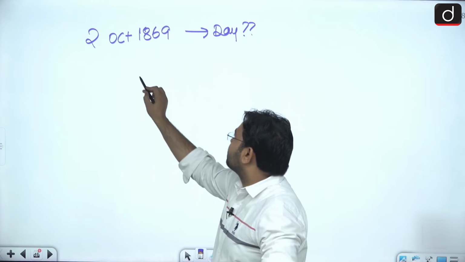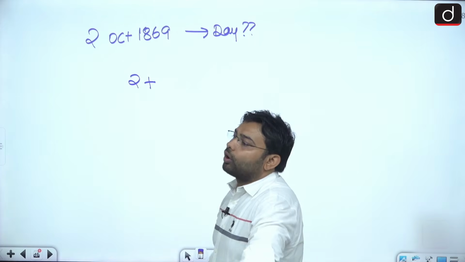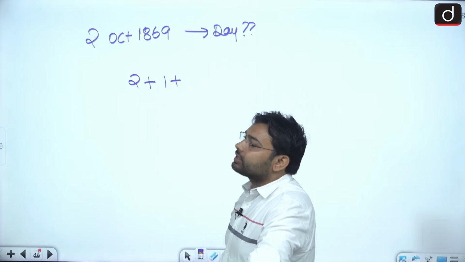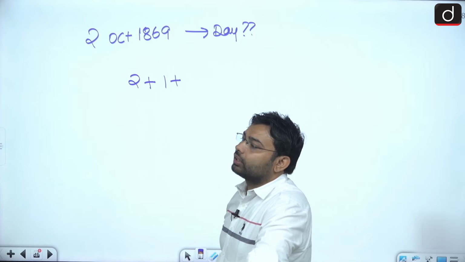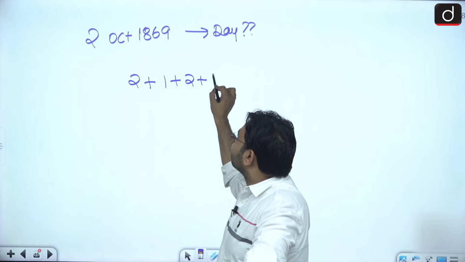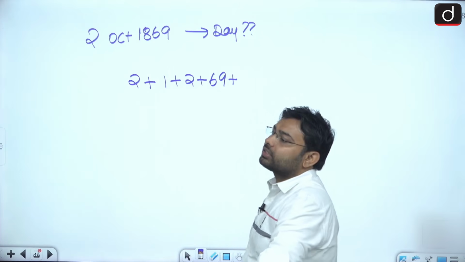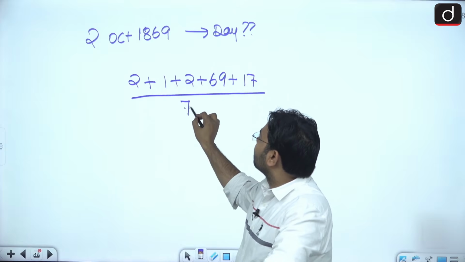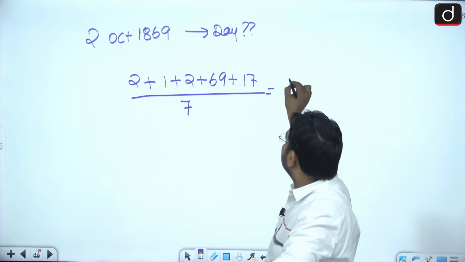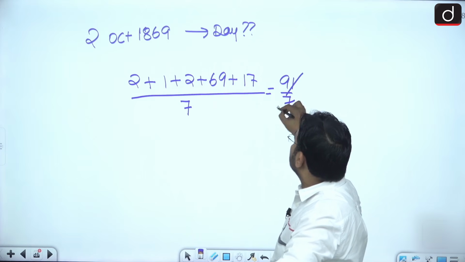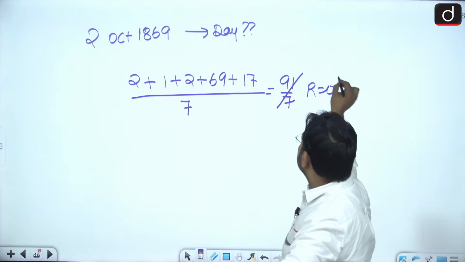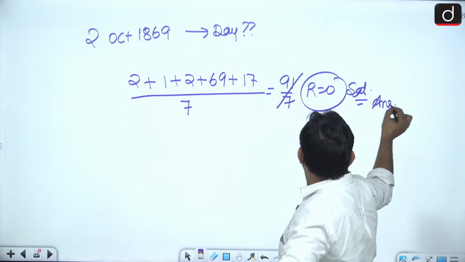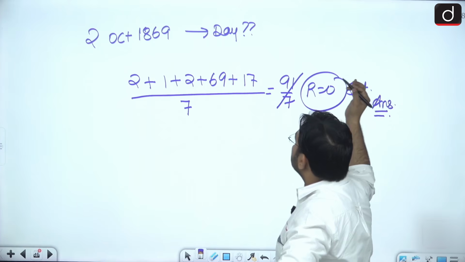Date is 2nd. Code for October is 1. Code for century 1800 is 2. Year is 69 and year by 4 is 17, and divide by 7. 91 by 7, remainder is 0. At 0, Saturday. So Gandhiji was born on Saturday.